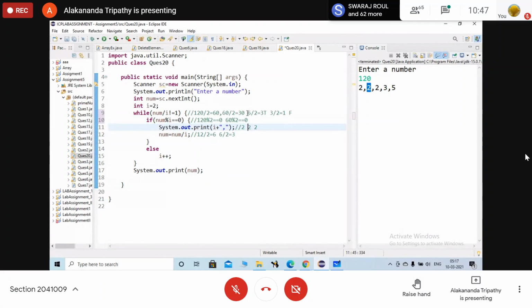2. My next number here will be 30 divided by 2, how much will it be? 15. Check here, 30 mod 2 equals 0, so it prints 2 again. The next number is 15. 15 divided by 2, how much will it be?